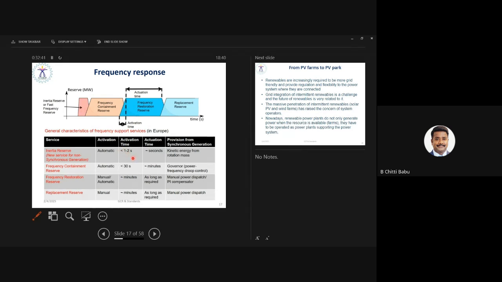Of course, the activation time should be less than 1 or 2 seconds. Once the frequency is restored, the acceleration time may be a second. This is where sometimes we use the kinetic energy from the rotating mass, the provision for the synchronous generator.